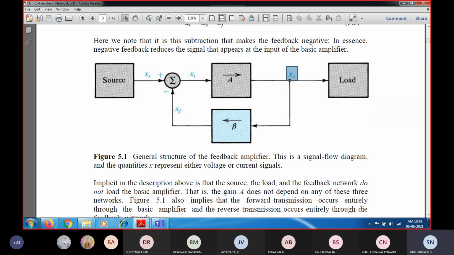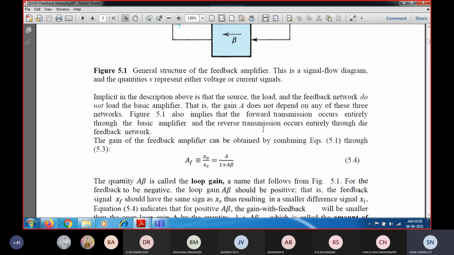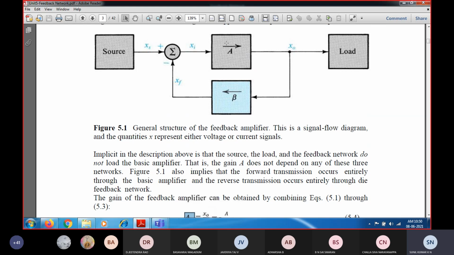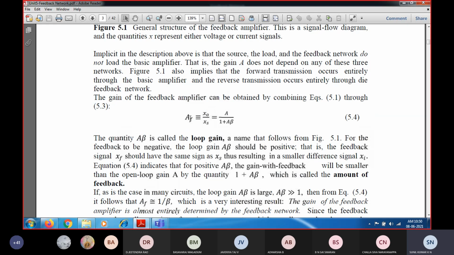Upon giving the feedback voltage from the output signal to the input signal, if I find x naught divided by xs, that gives the overall gain associated with the feedback. So that is nothing but feedback gain. AF: I'm going to represent A as the amplifier gain, and F corresponds to feedback. If I have only A, that is the open loop amplifier gain. If I specify the suffix F along with A, that is nothing but feedback gain. And this is a negative feedback.